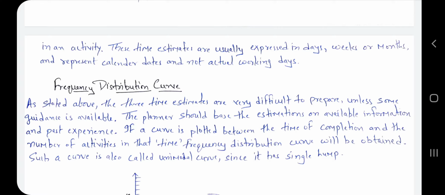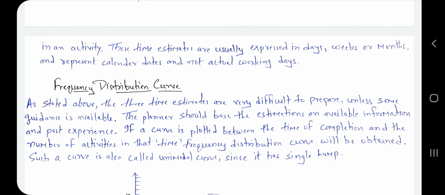If a curve is plotted between the time of completion and the number of activities in that time, a frequency distribution curve will be obtained, and such a curve is called the unimodal curve, since it has a single hump. So we know that it is very difficult to find the time estimate with the help of this pessimistic time, optimistic time and most likely time.